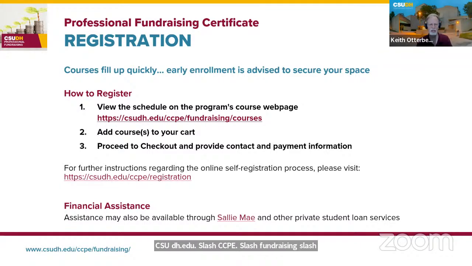csudh.edu/ccpe/fundraising/courses. Click on the course you would like to add to your cart and add to your cart. Then proceed to checkout and provide contact information and payment information. If you need further instruction on this process, please visit csudh.edu/ccpe/registration. We highly recommend that you register early to make sure that there's space in the course and to allow enough time for course information and online access information to be created and distributed to you.